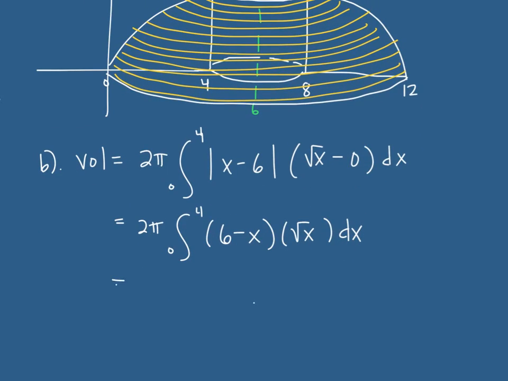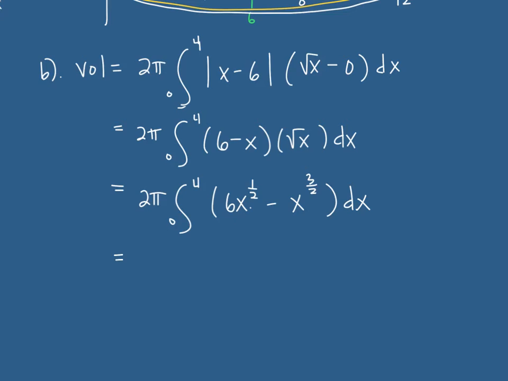So when we distribute, we will have 6x to the half, that's 6 rad x, minus x to the 3 halves. So I just distributed my rad x into 6 minus x. What would happen if you forgot to switch the 6 minus x around? You'd end up with a negative volume. You would have to adjust that and go back and say, well, I know volume has to be positive. The other way you could fix that is by switching your bounds. You could go from 4 to 0 instead of 0 to 4. So you can fix it a couple different ways.